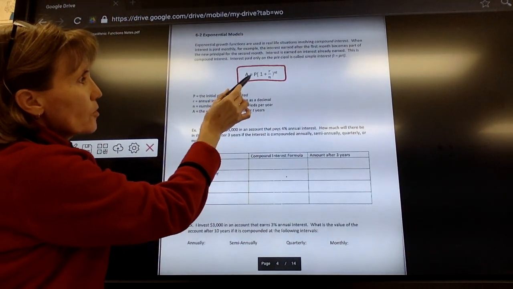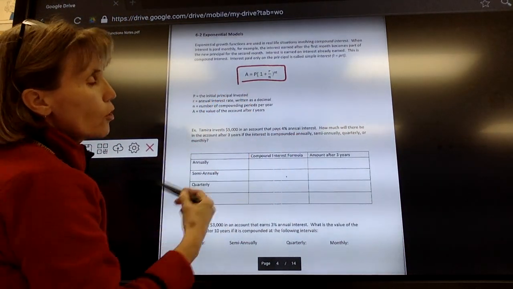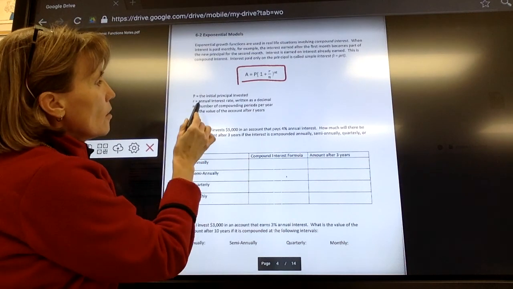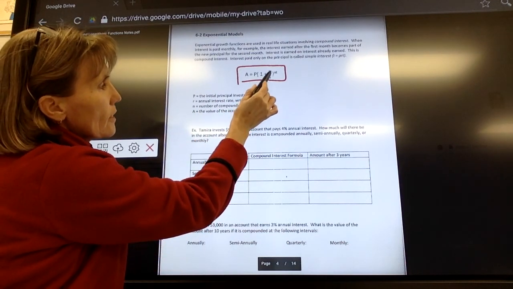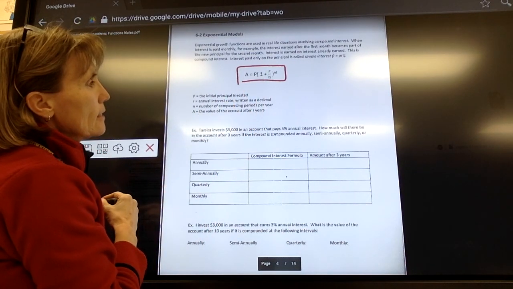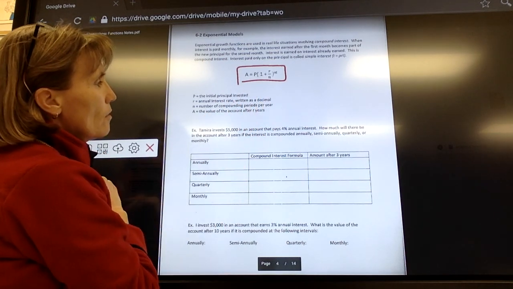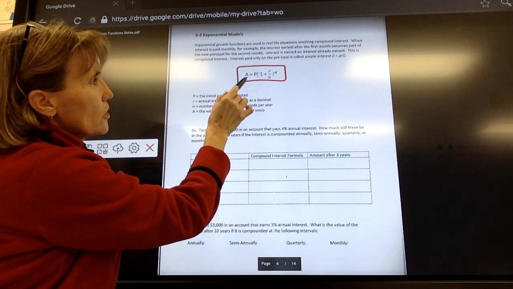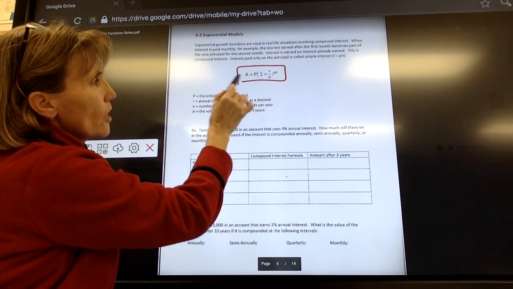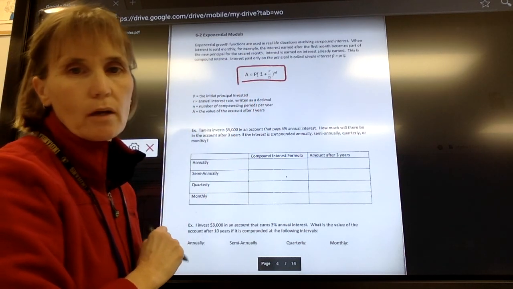Okay, P is the principal amount. That's the amount that you would originally invest. R is the interest rate written as a decimal. N is the number of compounding periods per year. And A is the value of the account after T years. T is time in years. A is the amount of money that you then accumulate.